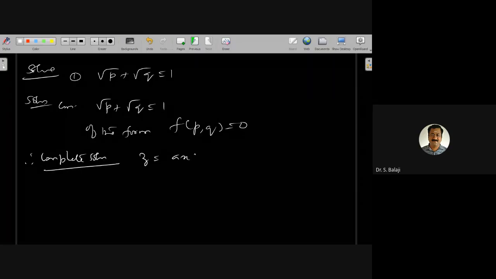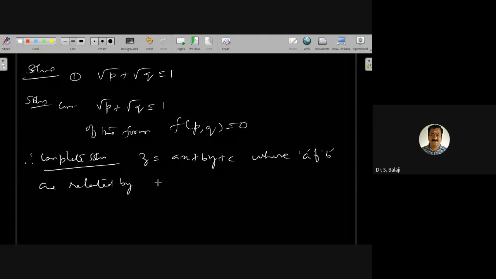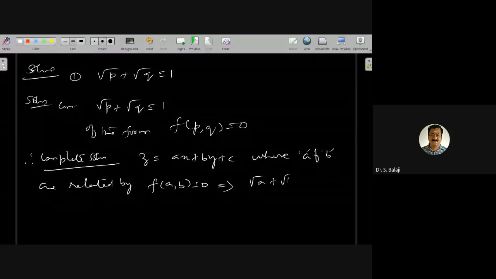as z equal to ax plus by plus c, where a and b are related by f of a comma b equal to 0. Here we have to reduce one constant, and for that we can use f of a comma b. But f of a comma b equal to 0 means root a plus root b is equal to 1. Substitute in the given equation. Therefore, root b can be written as 1 minus root a.